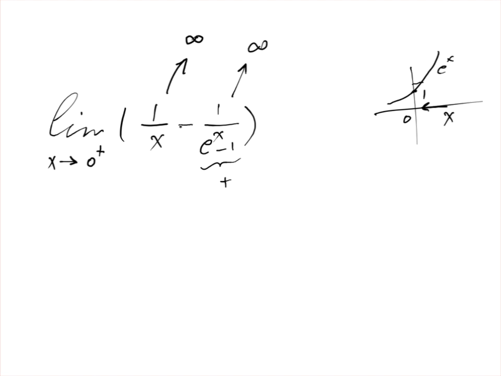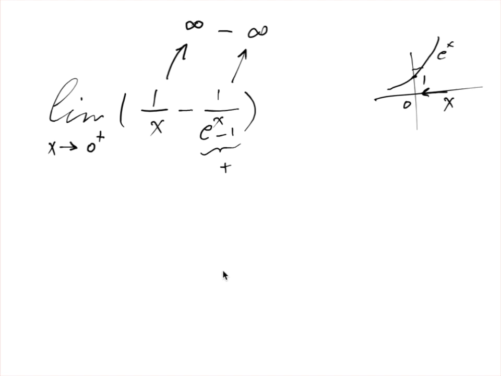And they are subtracted, so it's infinity minus infinity type. We can reduce this to either 0 over 0 or infinity over infinity by combining these using a common denominator. So this is equal to the limit as x tends to 0 from the right. The common denominator is x times e to the x minus 1.